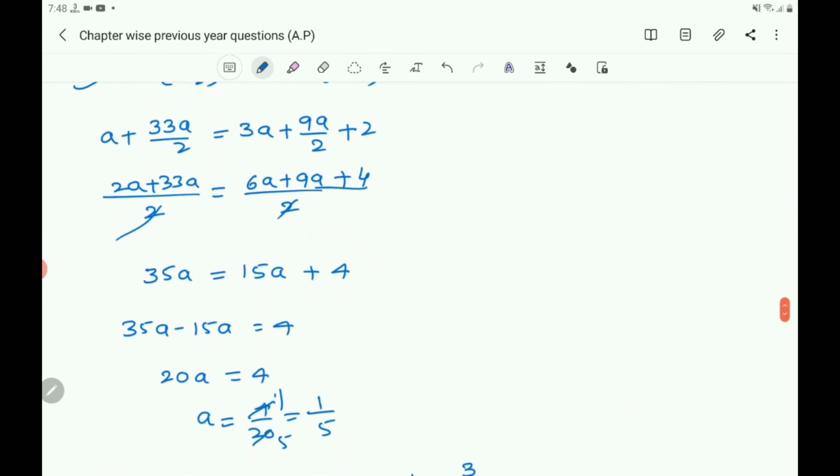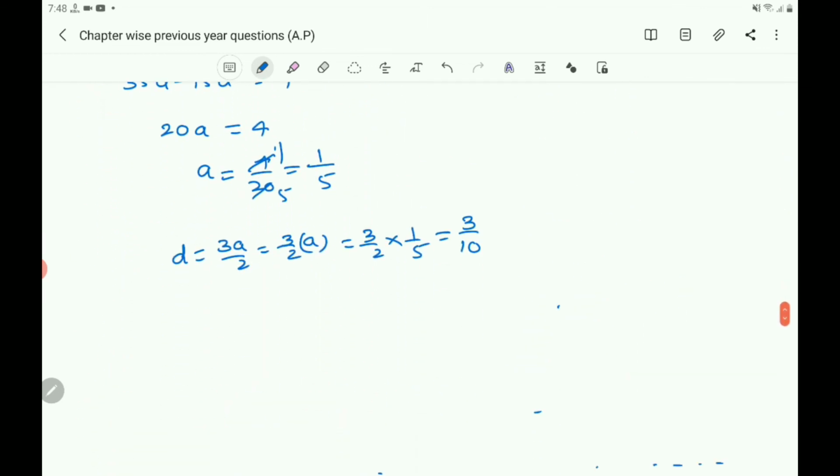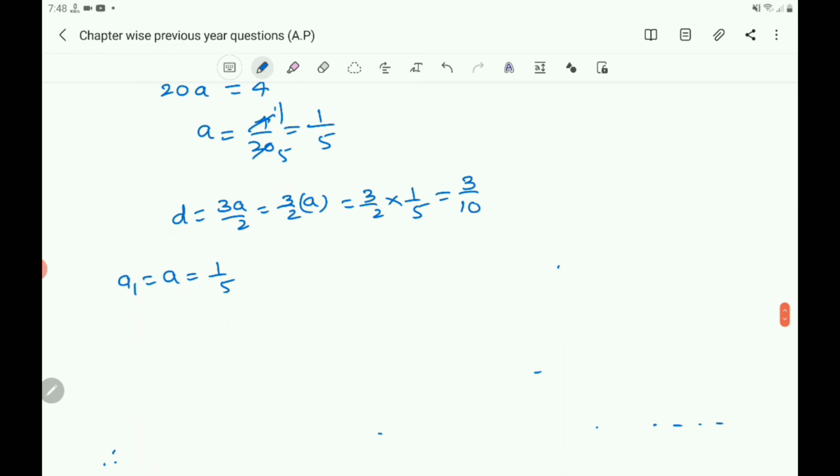So get 3 or 4 terms. So you write a1 means the first term a, that is 1 by 5. Then a2 means a1 plus d, that is a1 is 1 by 5, d is 3 by 10. The LCM of 5 and 10 is 10. So 5 2s are 10. So it is 1 2s are 2, plus 3, you write as it is. It becomes 5 by 10.